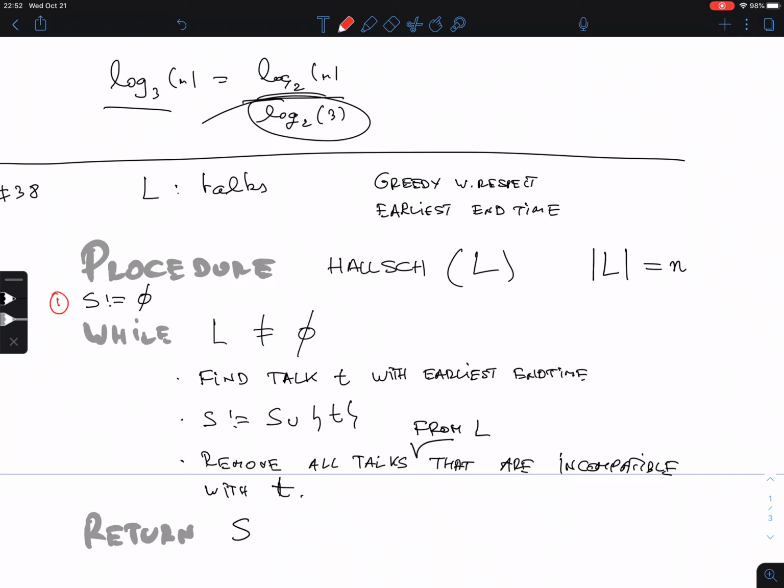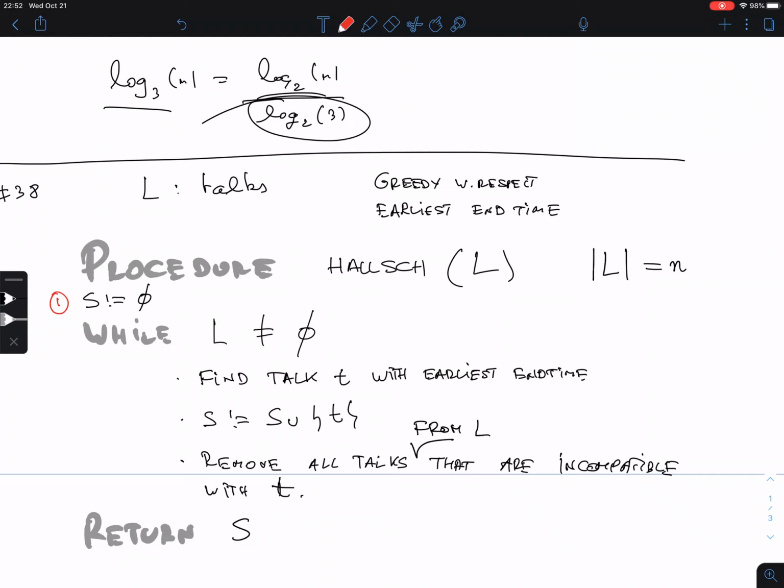Now remember, when you analyze something like that, you always have to think worst case scenario. So what would be a worst case scenario? Look at what we have to do. Let's look at the first of the tasks. Find the talk T with earliest end time. How do I find that?